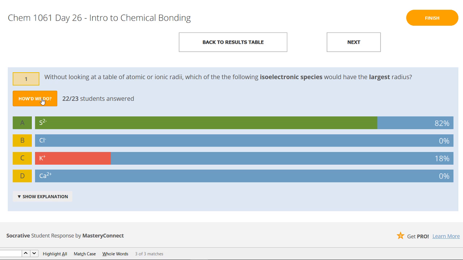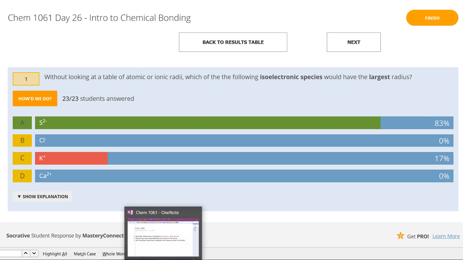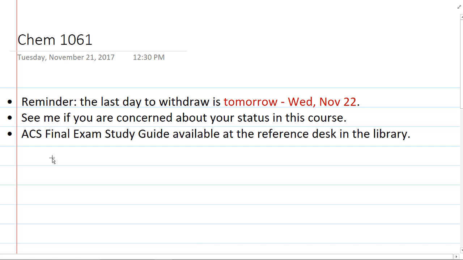Chloride, followed by potassium ions, followed by calcium ions. Exactly. So if you were to put them in here again in descending order, sulfide's the largest, followed by chloride, followed by potassium ions, followed by calcium ions. Any questions on this arrangement?